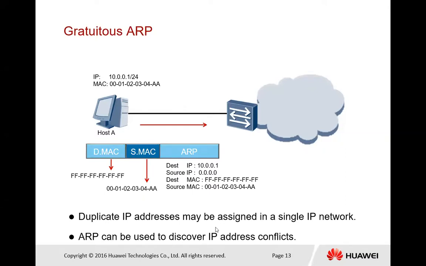Why are they sending a broadcast message? Because they want to check the uniqueness of the IP address on the network. That is why they send the broadcast packet to the whole LAN environment, because in this case we are talking about the LAN environment. So the basic use of gratuitous ARP is to check for a duplicate IP address that may have been assigned in a single IP network, or it can be used to discover IP address conflicts. So this is all about gratuitous ARP.